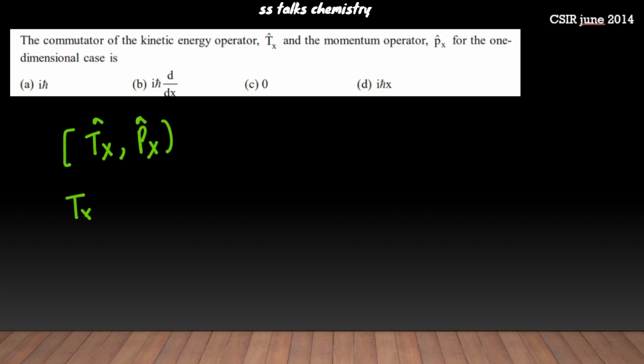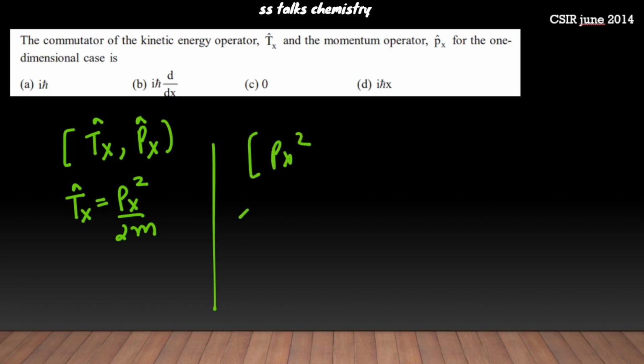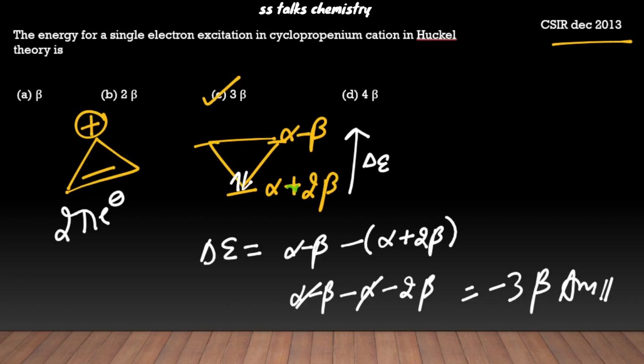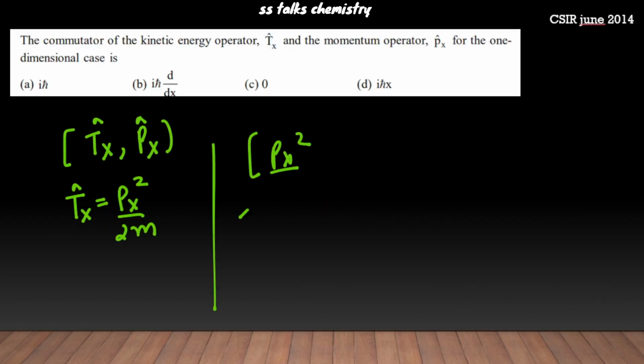We know the kinetic energy is nothing but px square upon 2m, right? So we have to find the commutator value of px square upon 2m with px. The constant value will come outside, which is 1 by 2m into the commutator of px square and px. So this commutator we now have to find out.